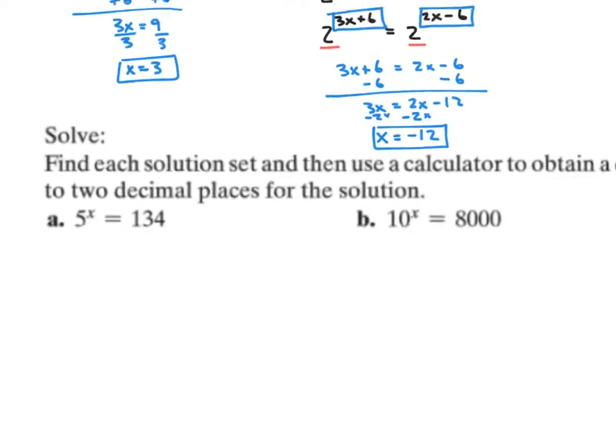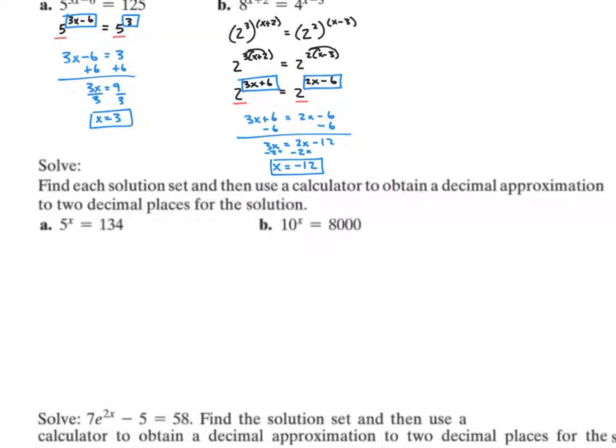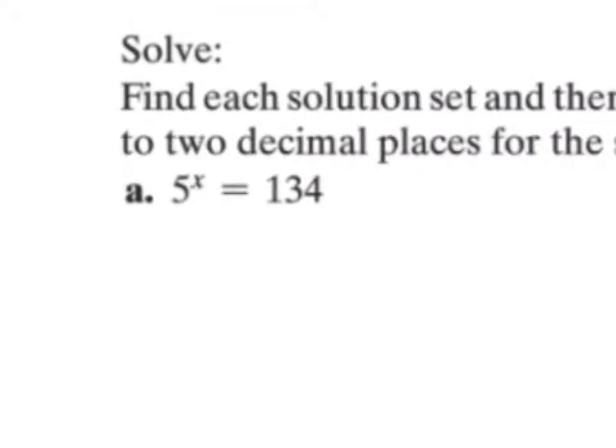All right, so now let's do this. On these questions, it wants us to find the solution set and then use a calculator to obtain a decimal approximation to 2 decimal places for the solution. So these are questions that we don't have answers for. Remember 5 to the third power here would be 125, and so 5 to the what power gives you 134? This I can't necessarily do, and I can't change this base to rewrite it as 5 to some power. So this is something you have to recognize.